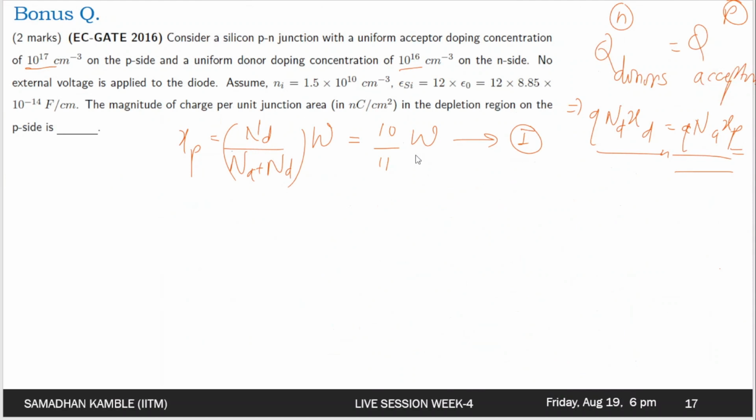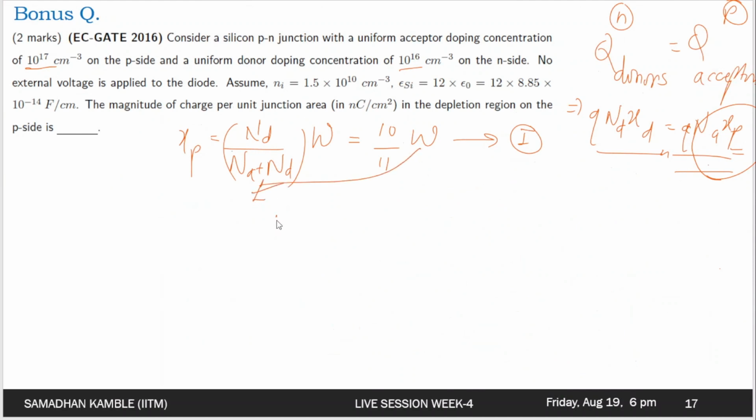So first let us find out the value of total depletion width. From that we can get the value of depletion width on the p side, and if we substitute that value here, we will get the total charge on the p side. So the magnitude of the charge per unit area in the depletion region on the p side we can get. So let us find out the value of W first.